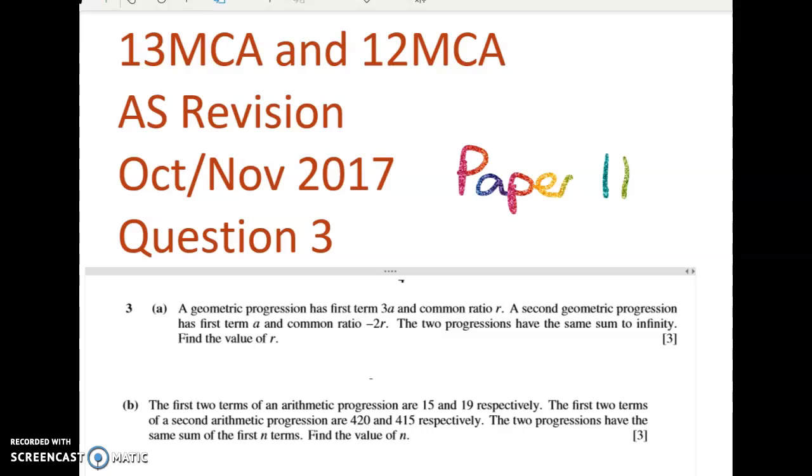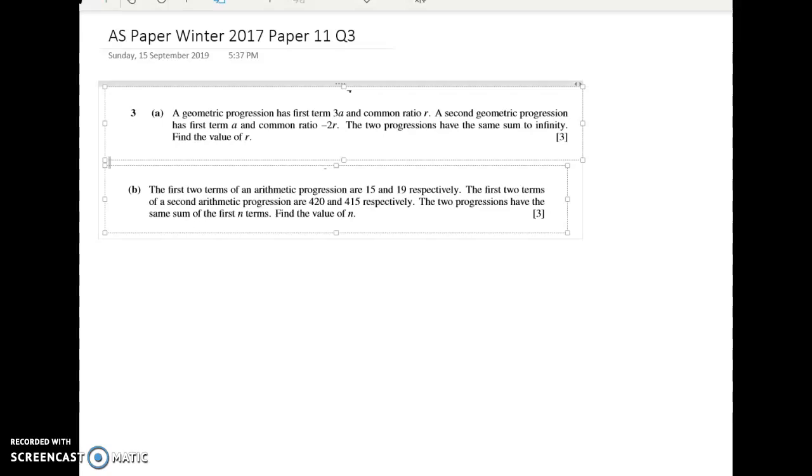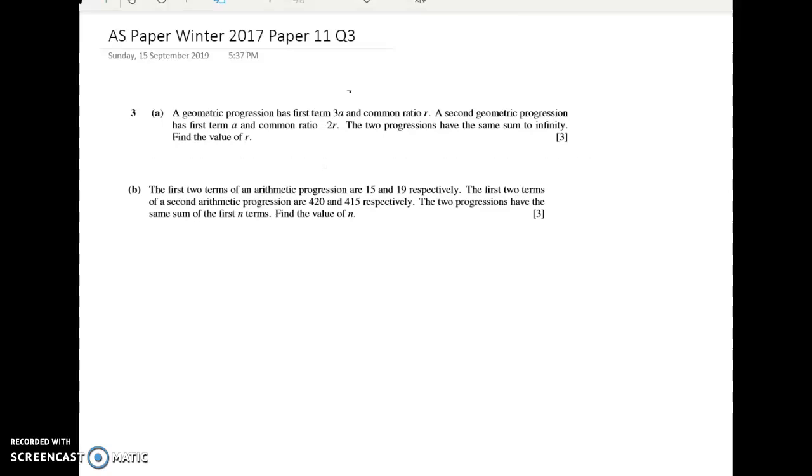Here are the next couple of bits from the November 2017 AS paper. These two questions are both on sequences. So for this, if you're doing A-level, you may have forgotten some of this and you might need to grab the formula sheet, but I'll put the relevant ones in as we go. If you're doing AS though, this should be pretty familiar to you from the internal that you did. So this is a really good place to get full marks in the paper.